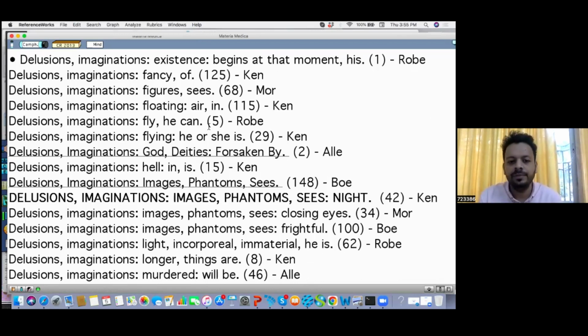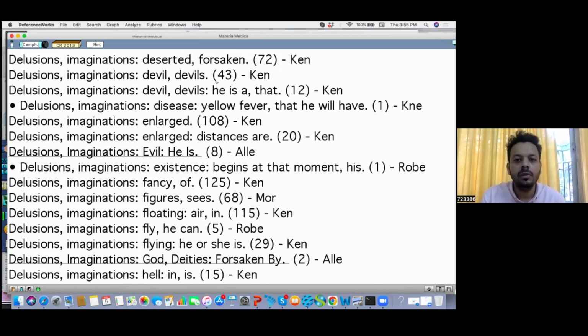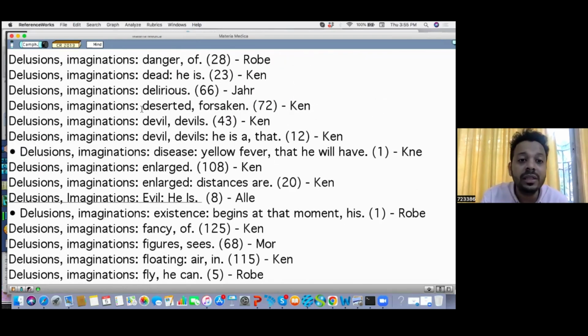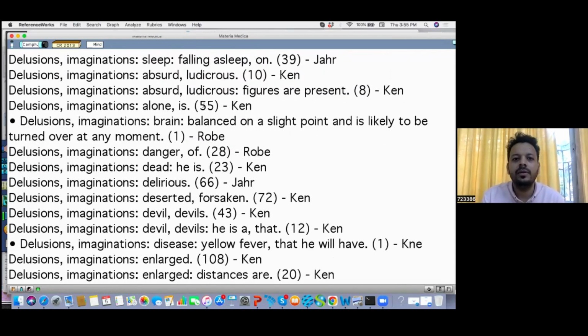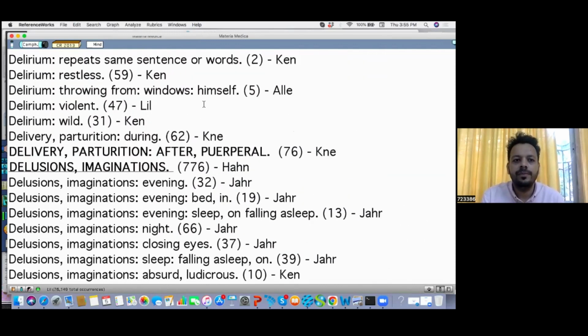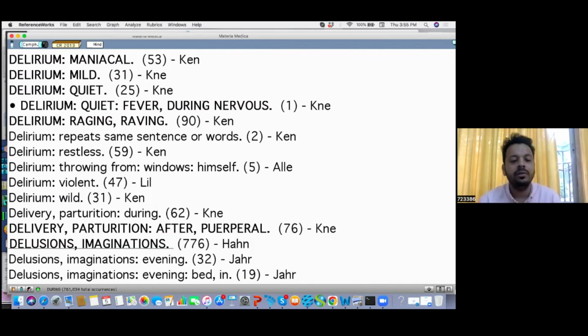Camphor, angel. Very interesting. Delusion deserted, forsaken. It's a very interesting pattern of Camphor. This is one layer of the pattern. This is one layer of Camphor. And there are different layers.